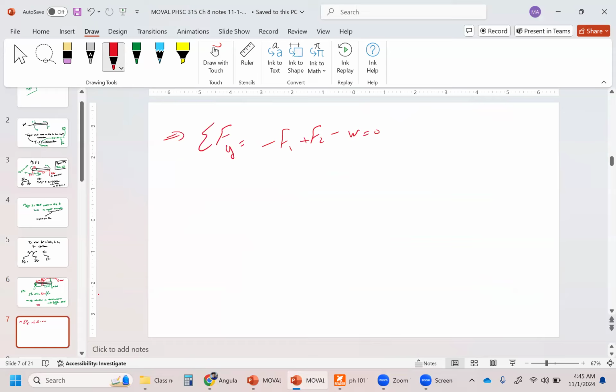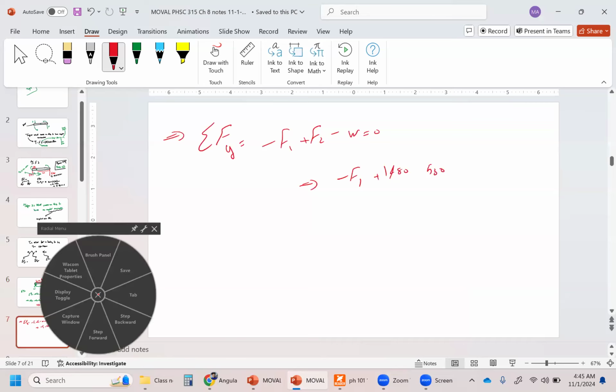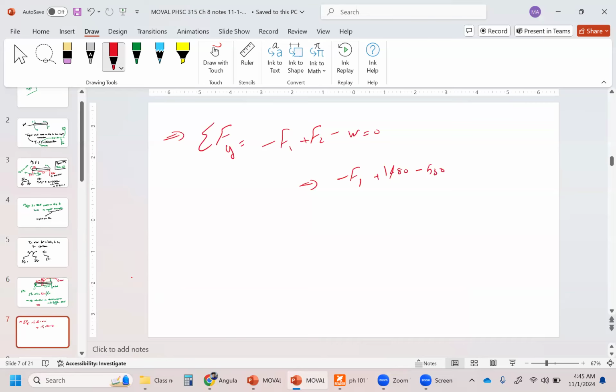And in this case, substituting the numbers, minus F1 plus, we said F2 is equal to 1,480, minus 530, equals 0, which means that F1 is going to equal 1,480 minus 530, and it's going to equal 950 newtons. So we got the forces in the y direction.